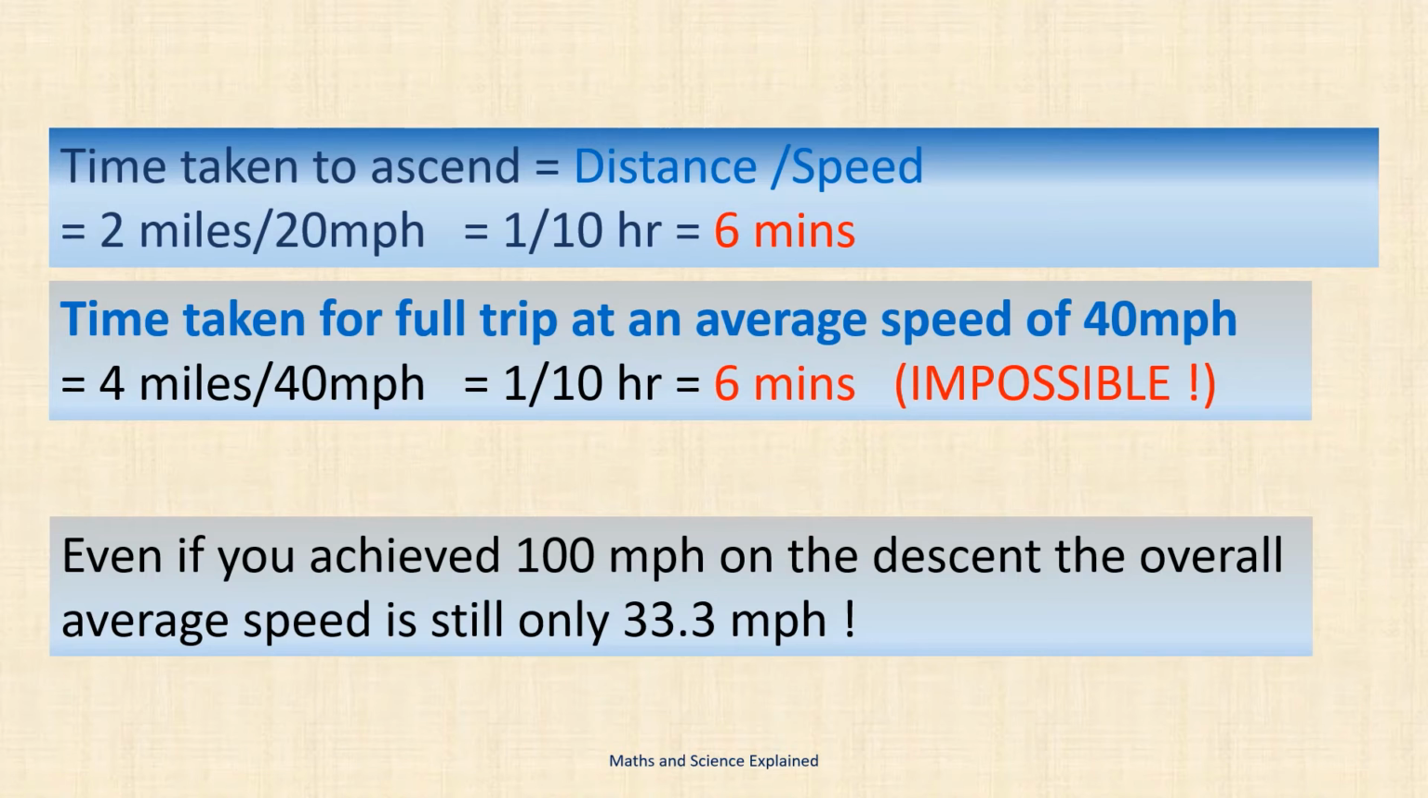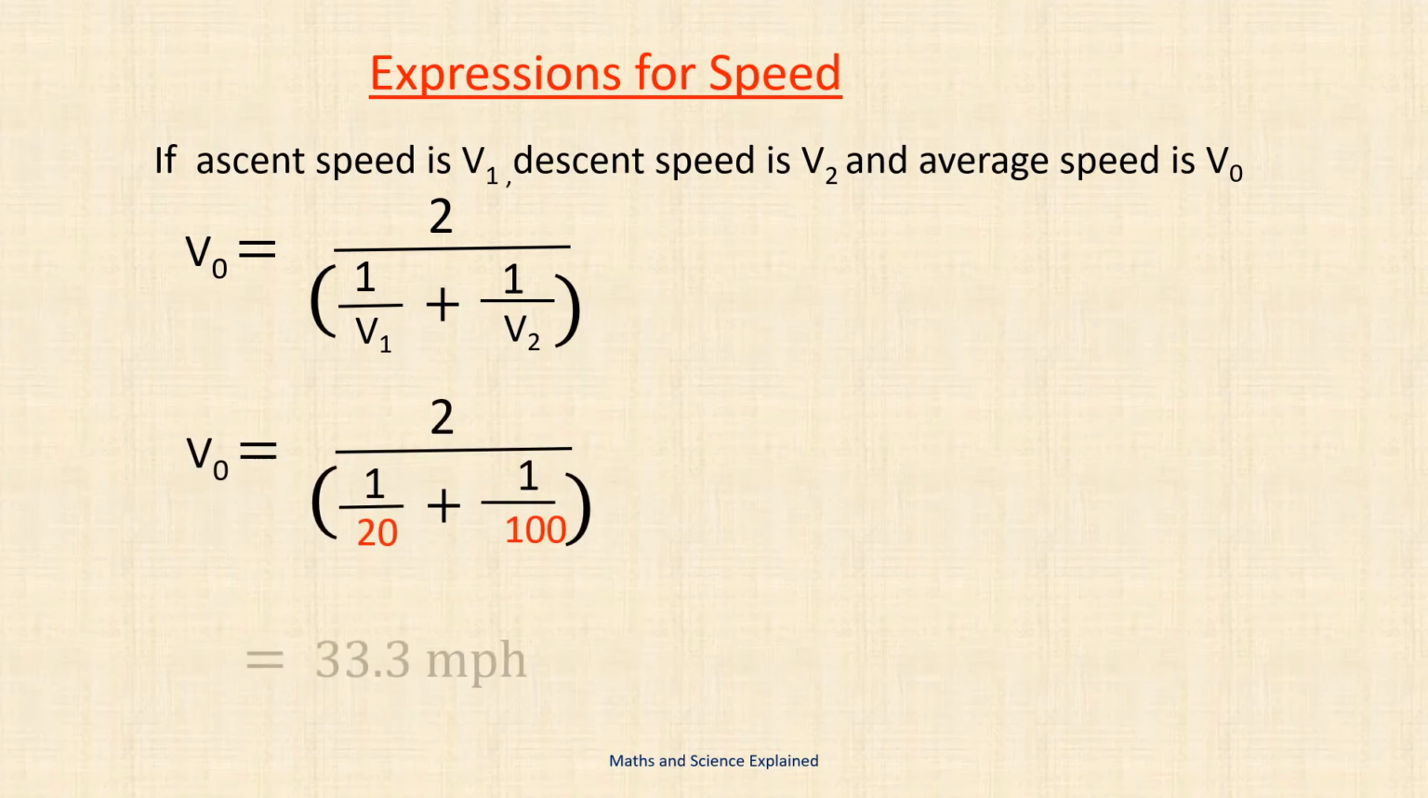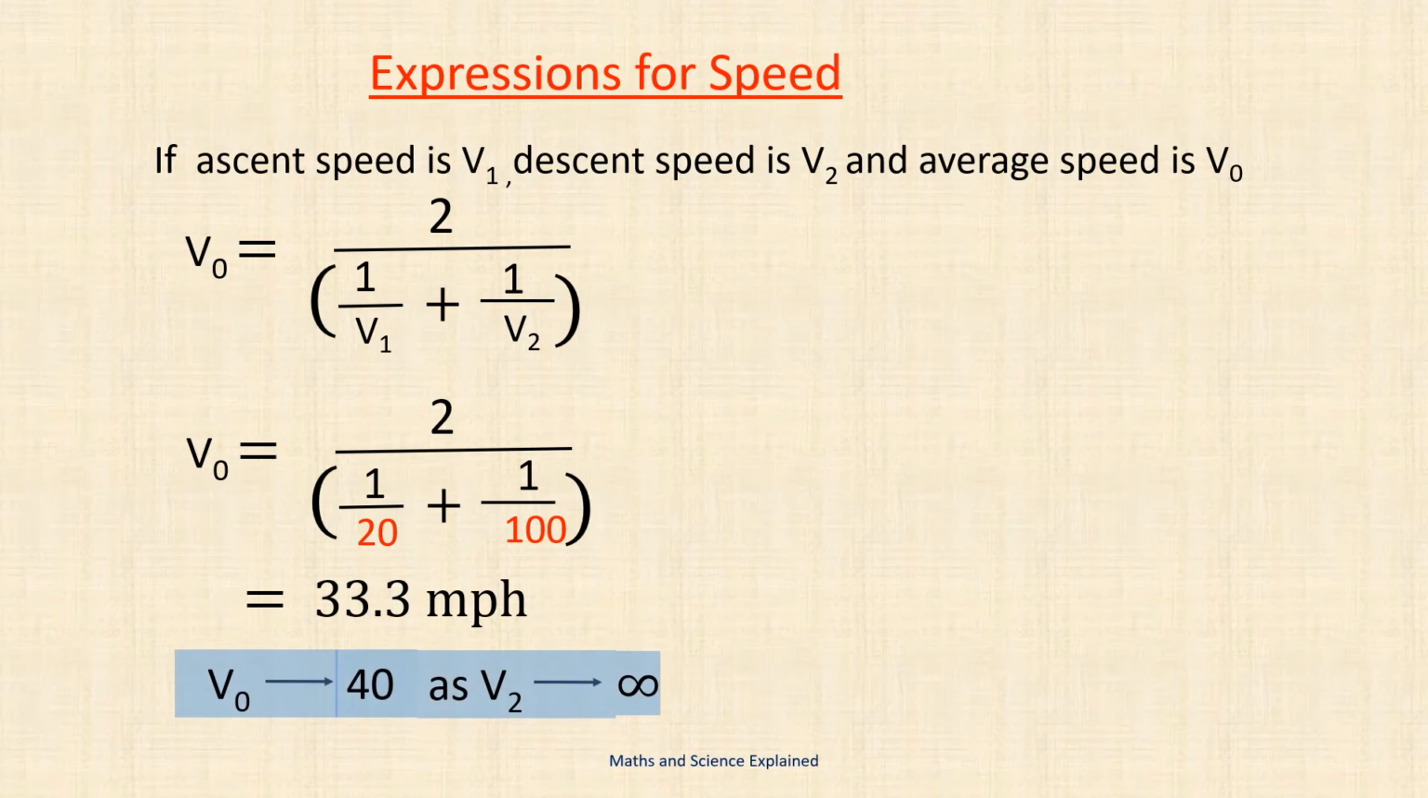We can see this more clearly by having a quick look at the fairly straightforward mathematical expressions involved. Here we have an equation for the average speed, v0, in terms of the v1 and v2, the ascent and descent speeds, over 2 equal distances. If you know a bit of algebra, you can easily derive this using the basic distance times speed equation. If the distances were unequal and were, say, d1 and d2, then you would simply have a d1 and d2 in the equations. If we plug in the numbers 20 miles an hour and 100 miles an hour from our earlier example, we get the average of 33.3 miles an hour.